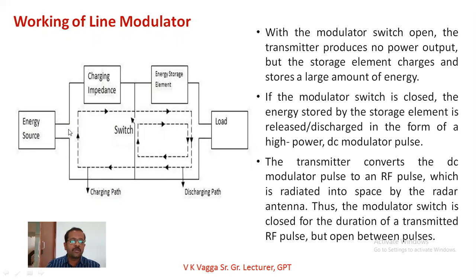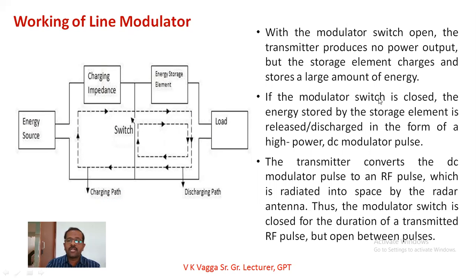Okay, so you can see if you take the charging path, the flow of the current takes place in this direction here. This is the charging path under the open switch. With the modulator switch open, the transmitter produces no power output. Output power is almost equal to zero. In this case, whatever the energy source supplies is stored in the energy storage device, and it forms the closed loop in this way.